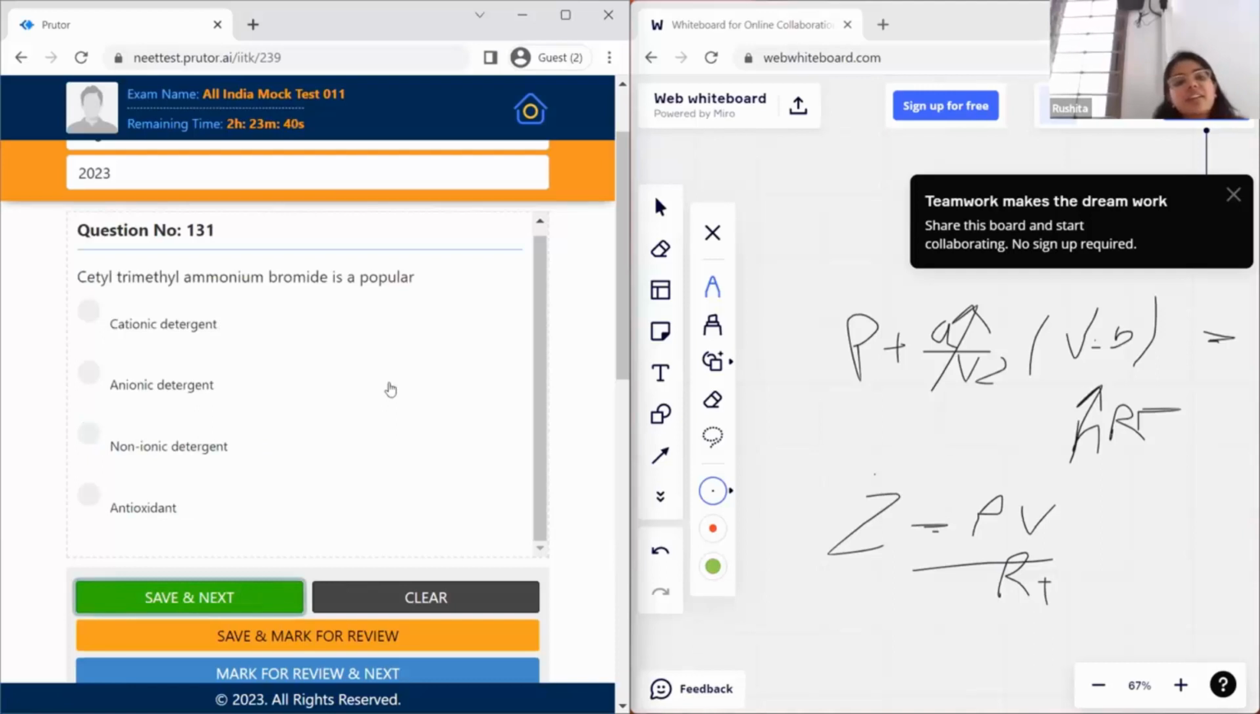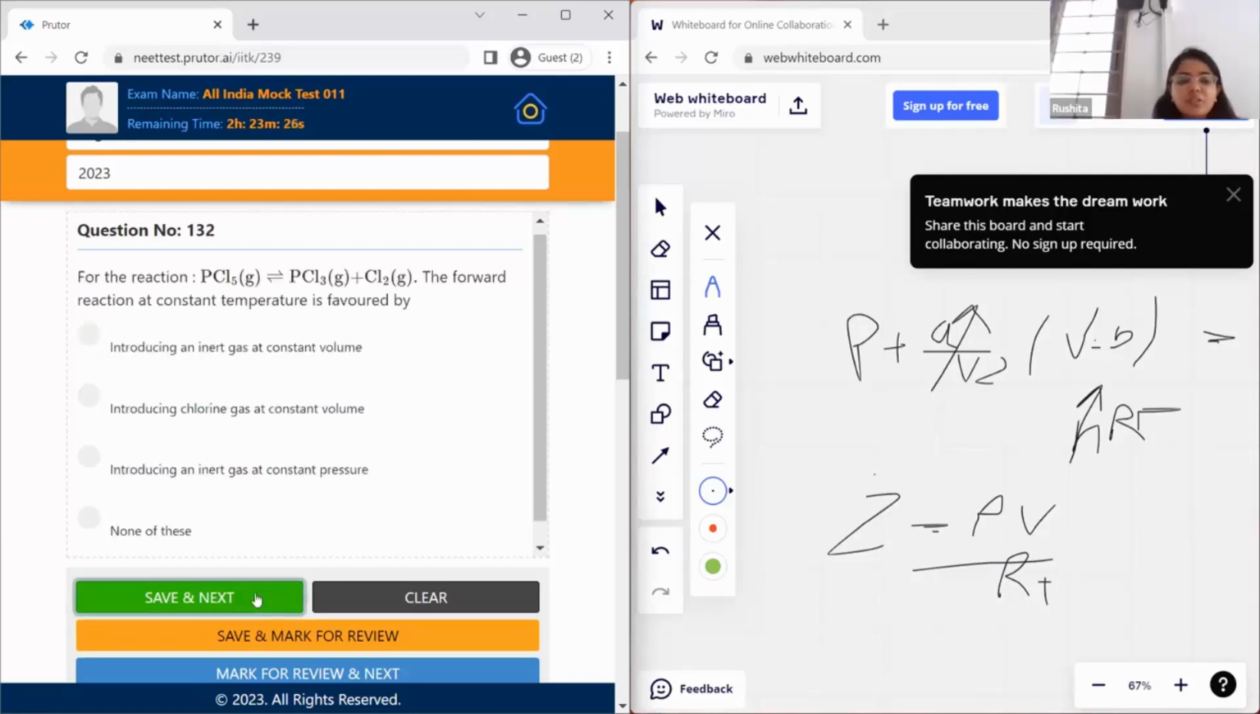This is again a theory question. Cetyl trimethyl ammonium bromide is a cationic detergent because it has a positive charge in it. The structure is given in NCERT. So this also you need to just know.